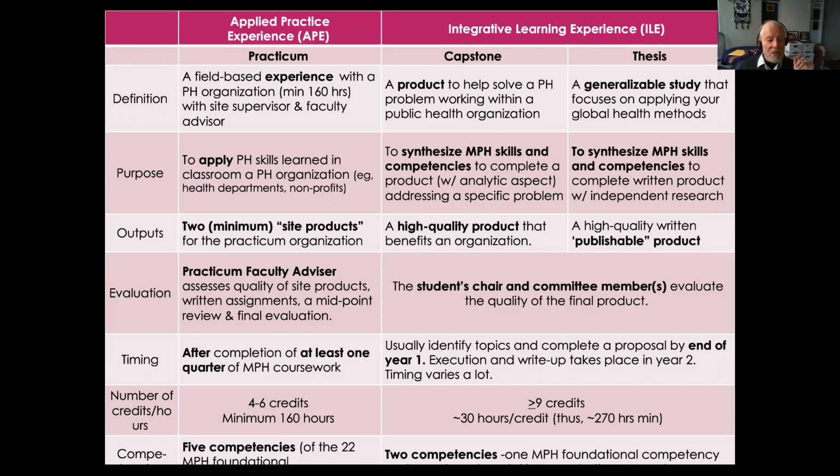For the competencies, you have to have 5 competencies that you pick out of the 22 MPH foundational competencies that are put out by the CEPH. And in the case of either the capstone or the thesis, you need to have 2 competencies. One is a foundational competency, and then the second one is a competency that comes from the department. And we have, I think, 5 of those competencies that you could pick from. Okay, so that's the difference.